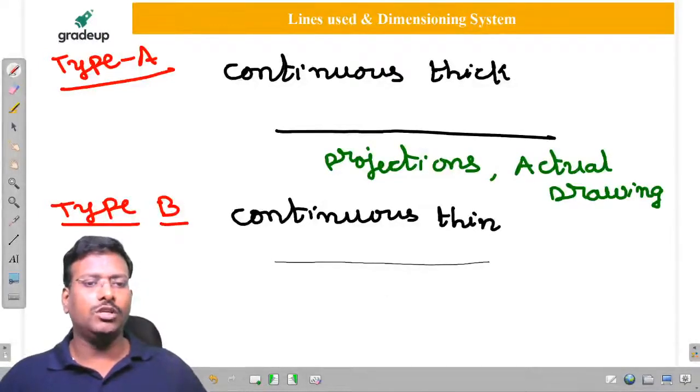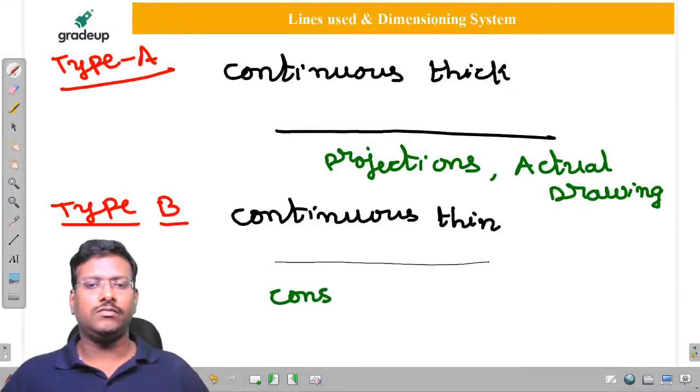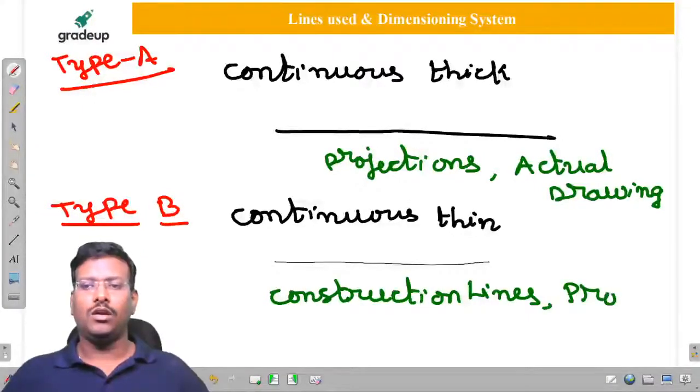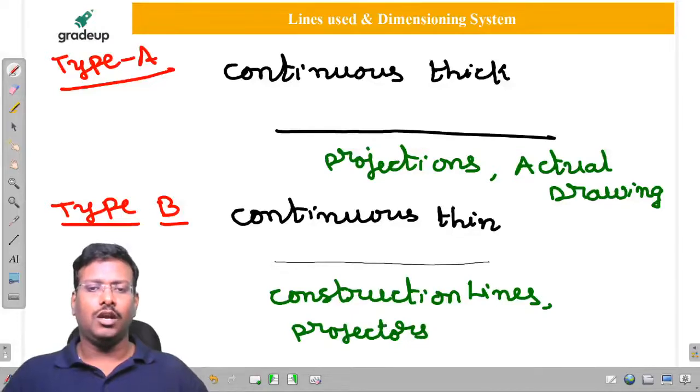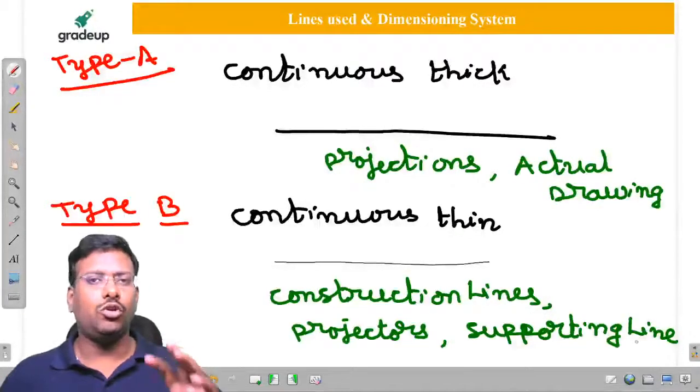Where are we going to use it? Construction lines, projectors, and supporting lines. I will show a few of them.